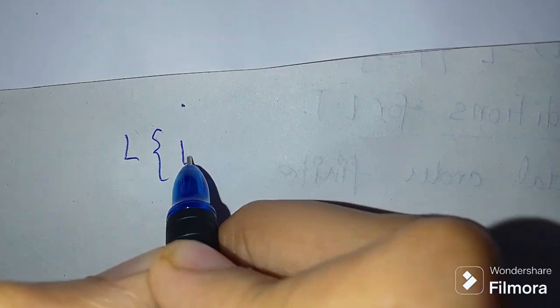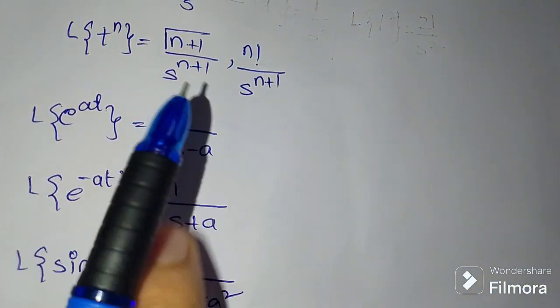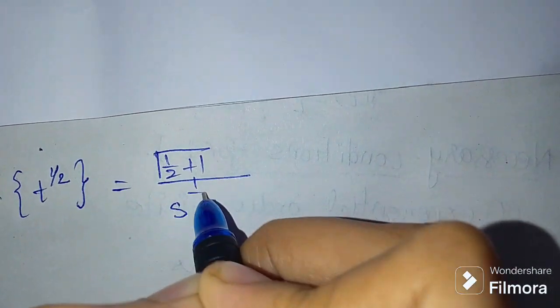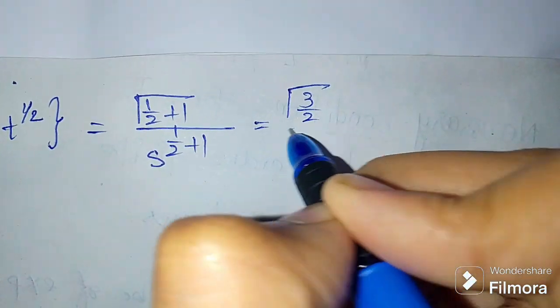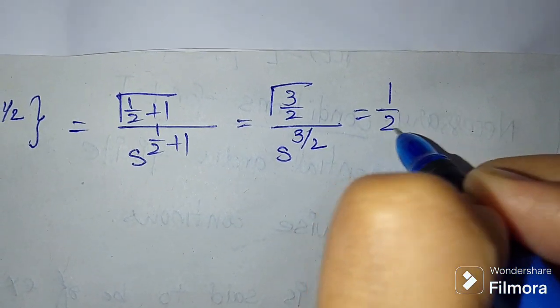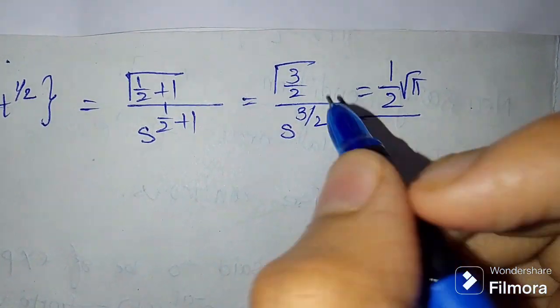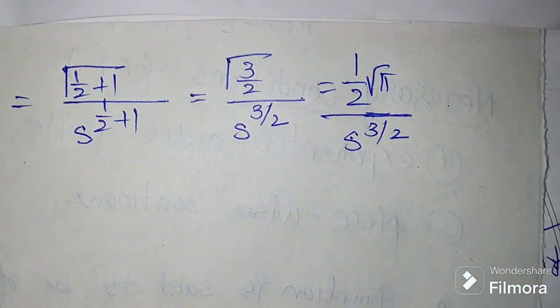What is Laplace of t power 1 by 2? Here we should use this formula: gamma n plus 1 by s power n plus 1. So gamma of 1 by 2 plus 1 by s power 1 by 2 plus 1, which is gamma 3 by 2 by s power 3 by 2. So this we can write as 1 by 2 gamma 1 by 2, which is root pi. If you don't know the gamma function, just remember this, and when I teach gamma tricks, then you can understand very well.